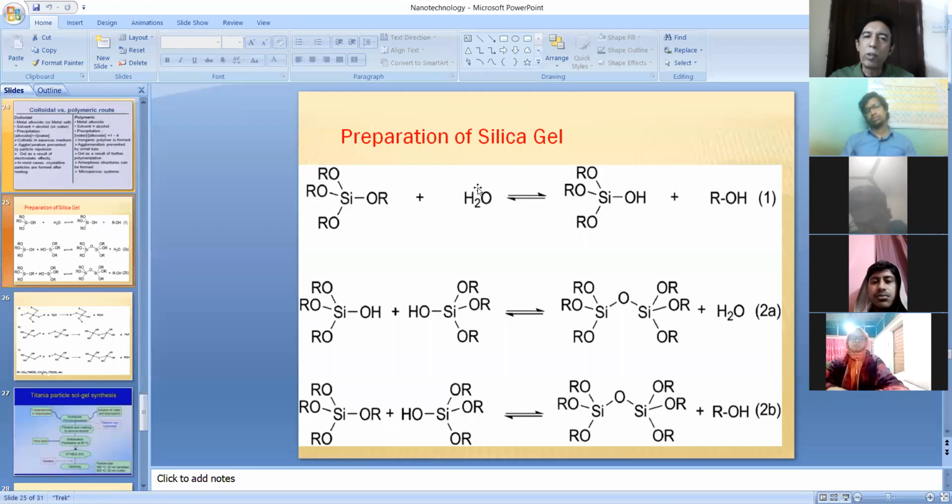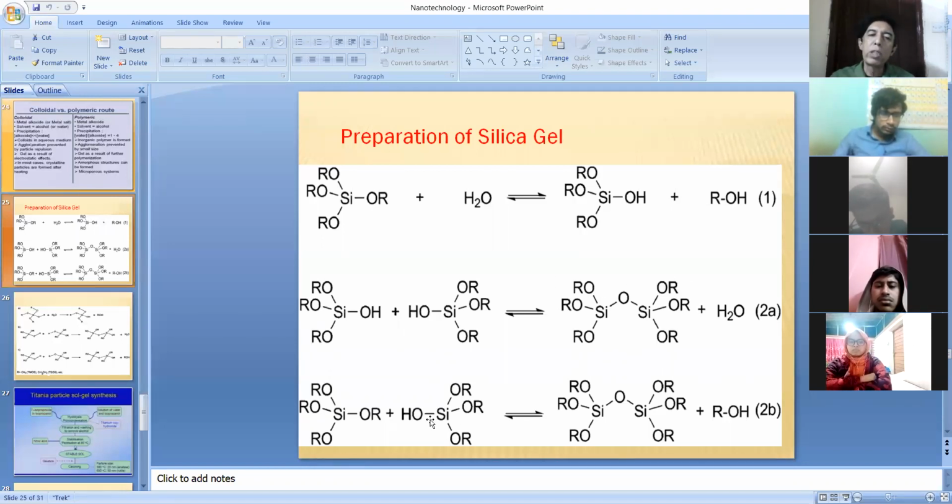First step is hydrolysis. You see here, this is hydrolysis. In hydrolysis, the OH is coming and ROH is going. This hydrolyzed substance, this is condensation. You see here, this is condensation. A water molecule is going out, and this is the condensation product.